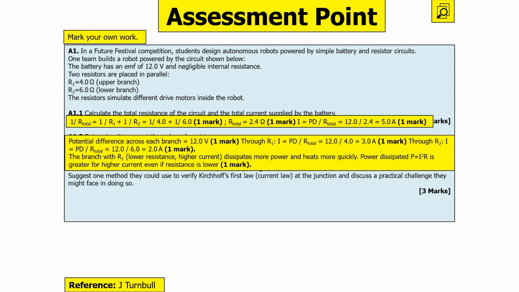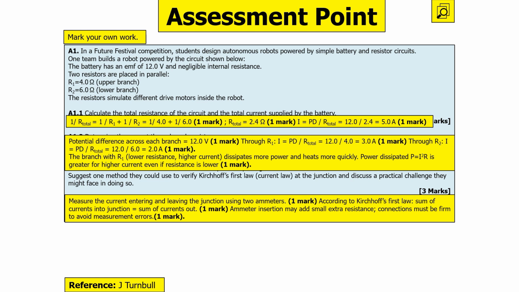Now finally, you could measure the current entering the junction and measure the current leaving the junction using two ammeters. So according to Kirchhoff's first law, the sum of the currents into the junction equals the sum of the currents out. Now the issue you have is, inserting an ammeter in the circuit will add an extra resistance, so that will lead to a practical challenge there. Also, the connections will have to be firm to avoid any measurement errors.